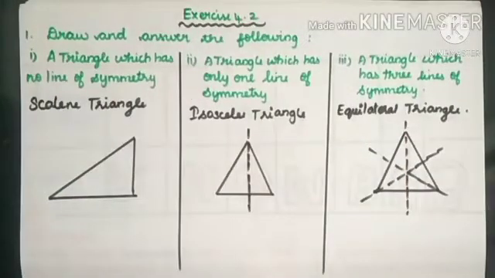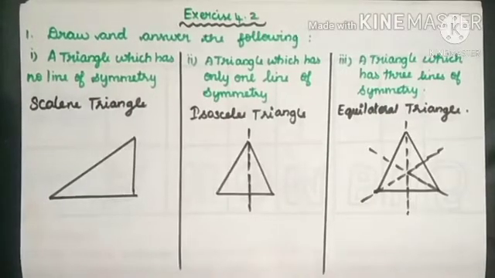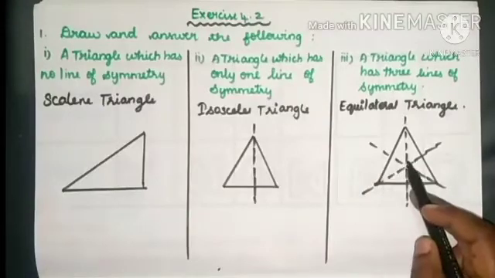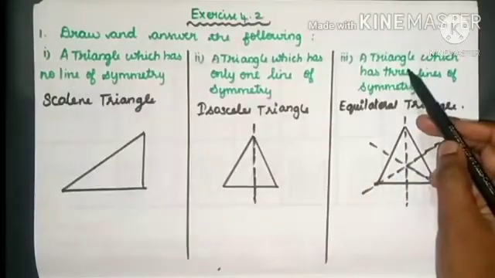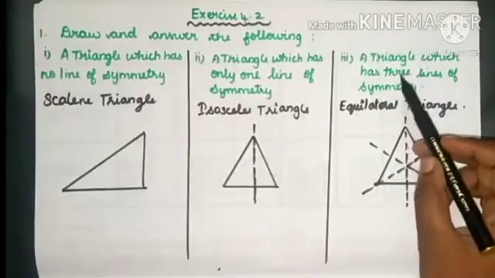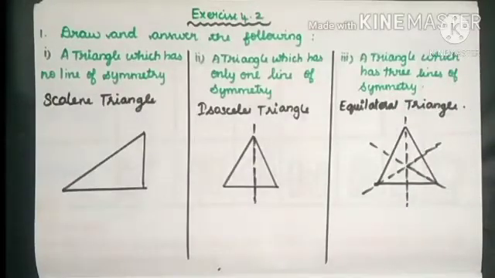Students, why are there three lines of symmetry in an equilateral triangle? Yes, in an equilateral triangle, there are three equal sides and three equal angles. A closed figure having equal sides and equal angles has lines of symmetry equal to the number of sides of the triangle. So we have three equal sides. So an equilateral triangle has three lines of symmetry.